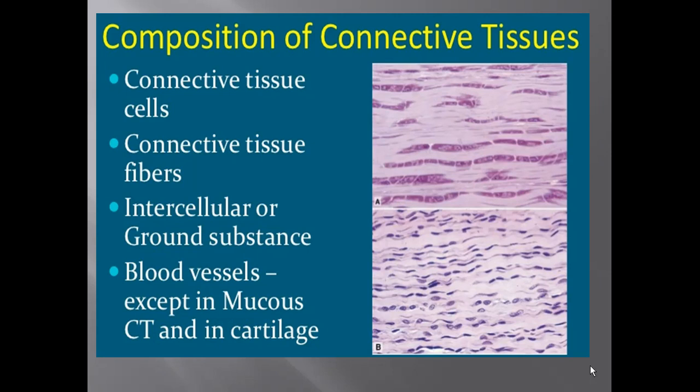And the composition of connective tissues, as I mentioned, is from cells and fibers. But please, students, let me give you a note. It's very essential when you write the composition of connective tissue to write like this: connective tissue cells, connective tissue fibers, intercellular or ground substance, and also blood vessels, except the mucous and cartilage that don't have blood vessels. You must mention connective tissue when you write cells, and also connective tissue when you write fibers.